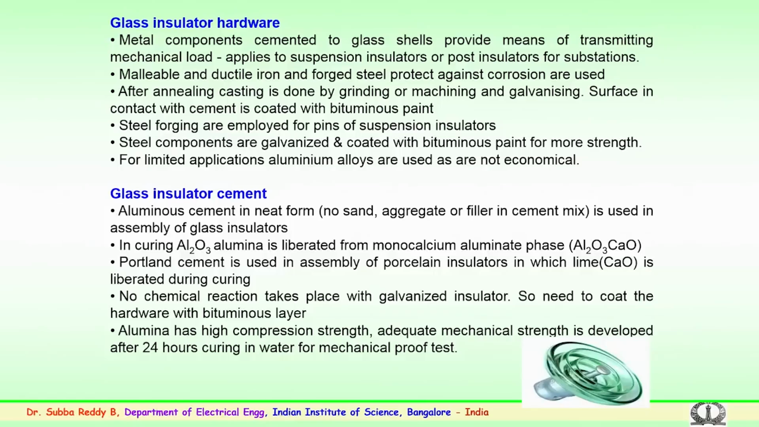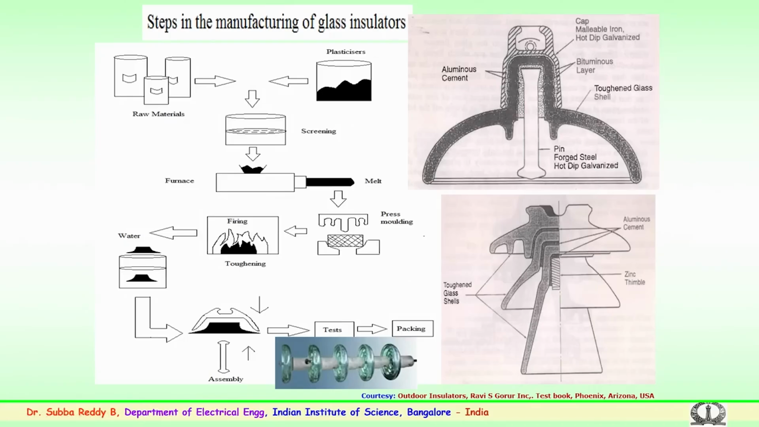because of the galvanized insulator. So, there is a need to coat the hardware with a bituminous layer; that is the reason a bituminous layer is coated. And alumina, which has a very high compression strength, develops adequate mechanical strength 24 hours after curing in water and is then subjected to a mechanical proof test. So, this is how the insulator hardware is fixed to the glass shells in the manufacturing stage.